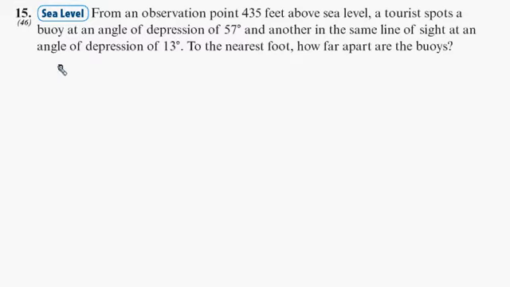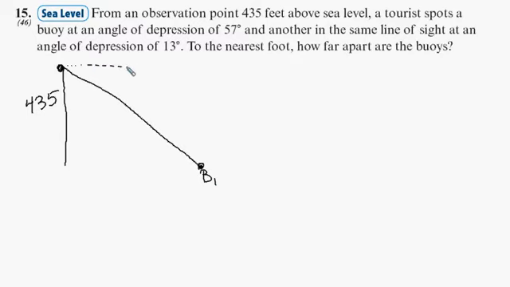We have our tourist up here at the top of an observation point. The observation point is 435 feet tall because it says it's above sea level. The first angle of depression is 57 degrees. So we'll draw out something like this. It looks like buoy number 1 is out here. So I'm just going to mark this as buoy number 1.